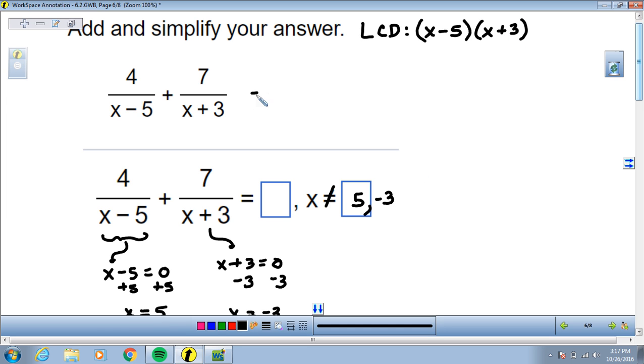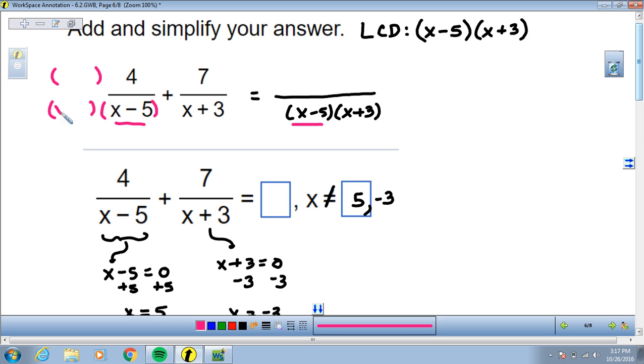Okay? So that's what my two denominators must have: x minus 5 times x plus 3. So I need to make sure that both of these denominators have that. You see right here that we already have an x minus 5 on that denominator, right? So what are we missing? The x plus 3. So what you need to do to complete it, you need to multiply both the numerator and denominator by that missing factor, which is x plus 3.